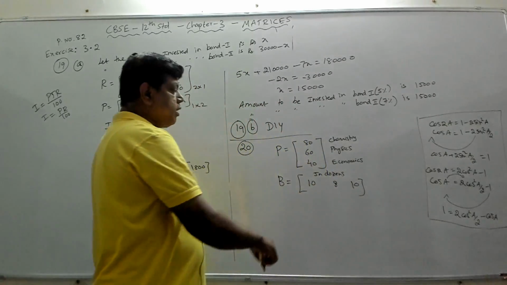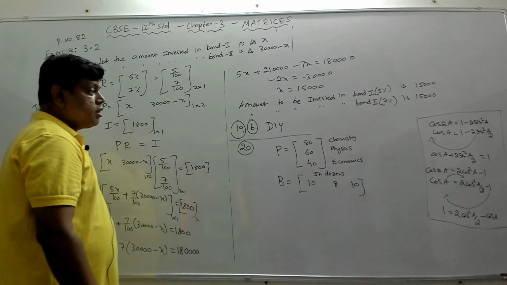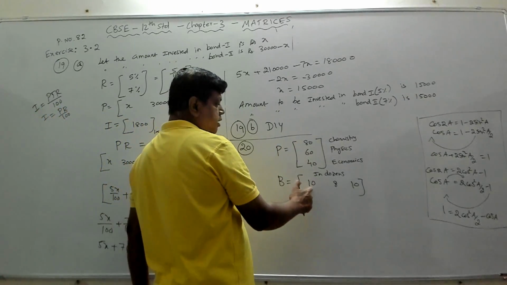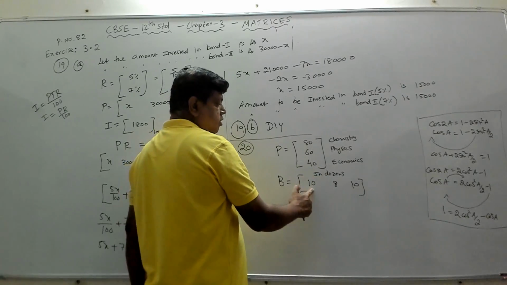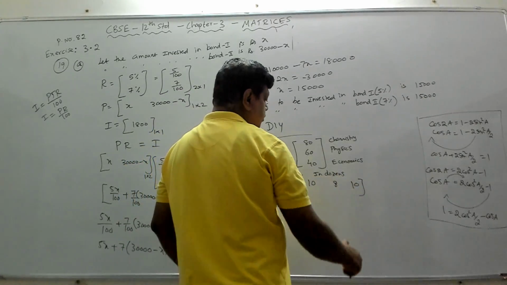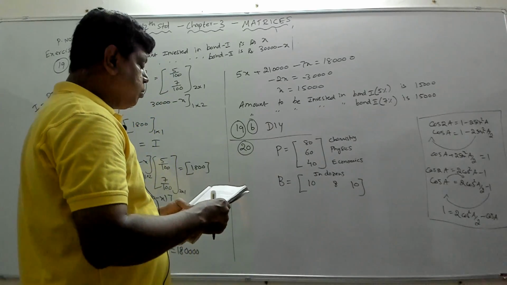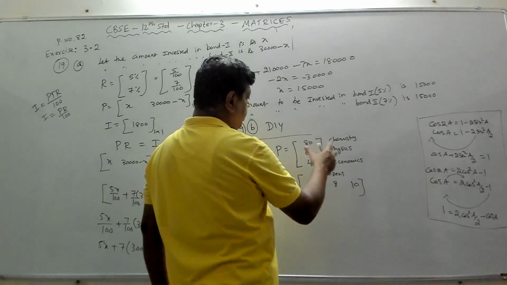Not a single book, I have written it in dozens. This is the cost of one book. But here 10 is in dozens. 10 dozens of chemistry books, 8 dozens of physics books, 10 dozens of economics books. Now we need to find what is the total cost that the shopkeeper will get.